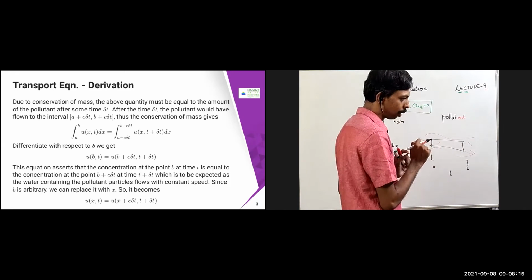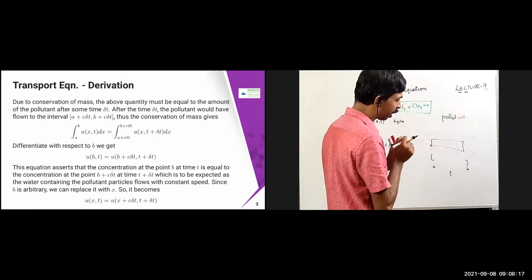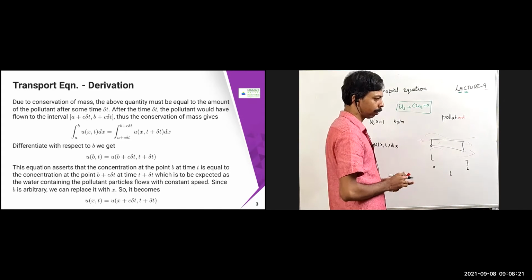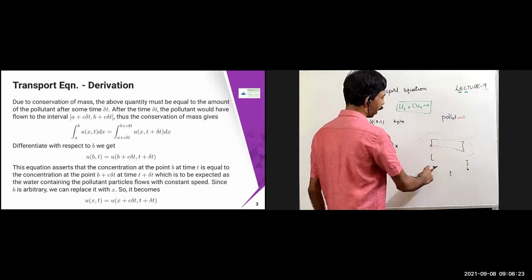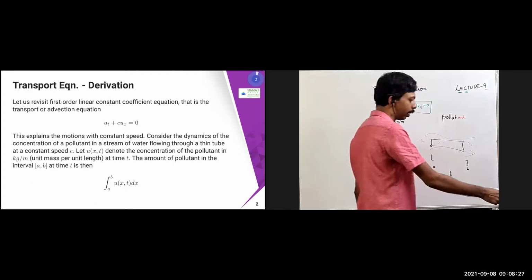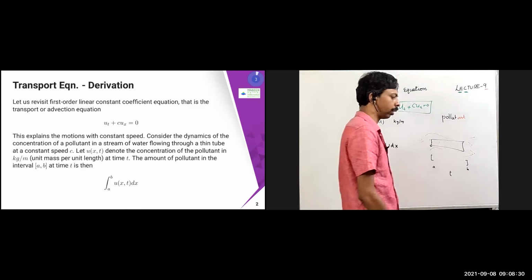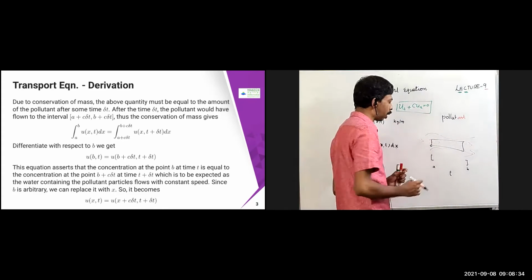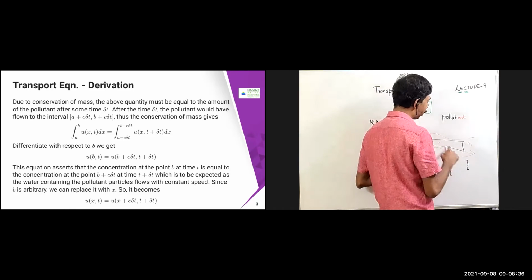The interval means, is it the interval of time or interval of area? Interval of x. a comma b is interval of x only, because I'm integrating with respect to x only, right? So it is a variable with respect to x only. Now what we are going to do, the time interval also is going to come. This is at time t, we have this one.